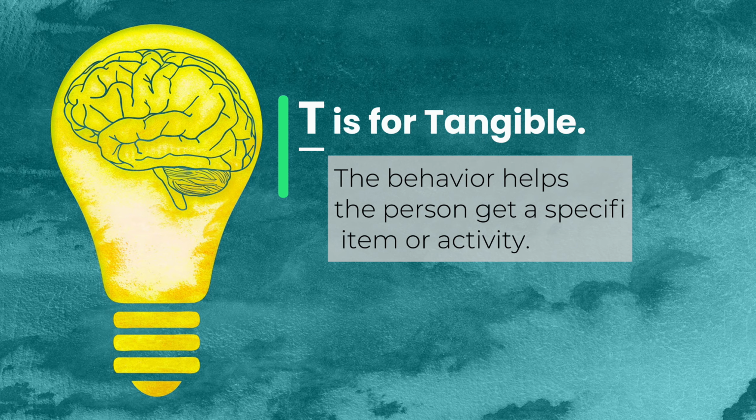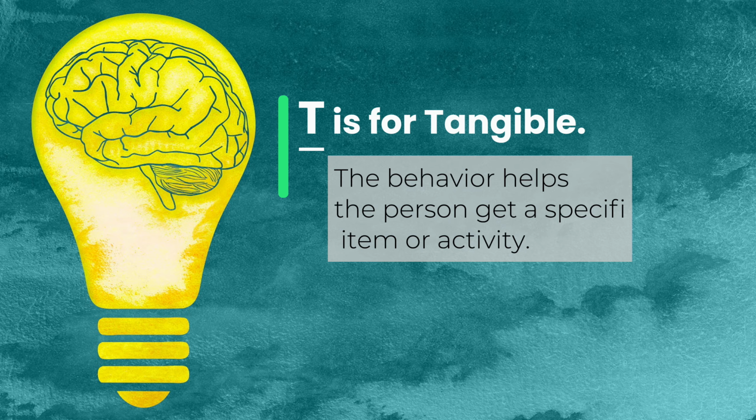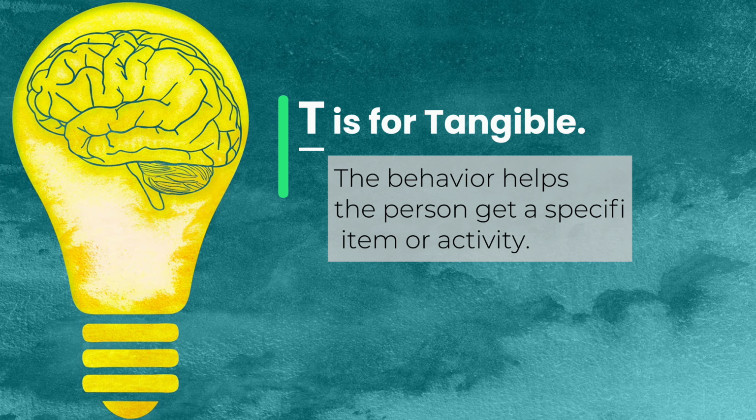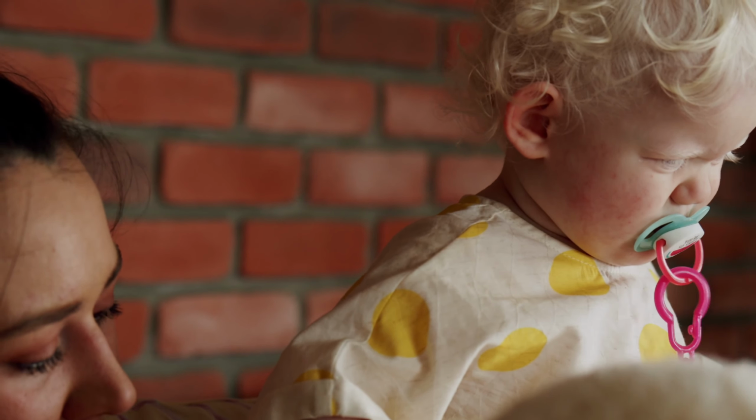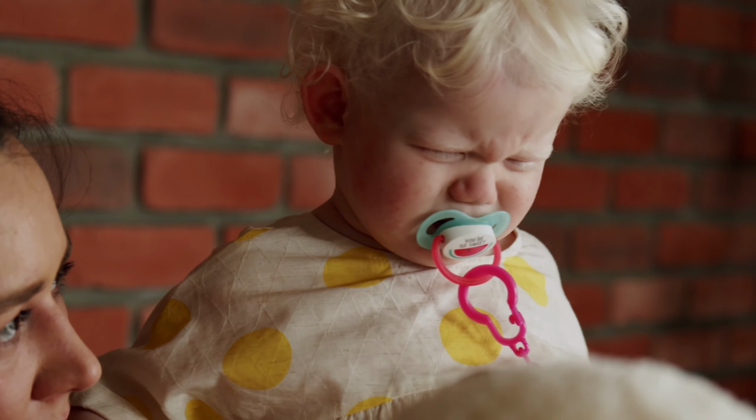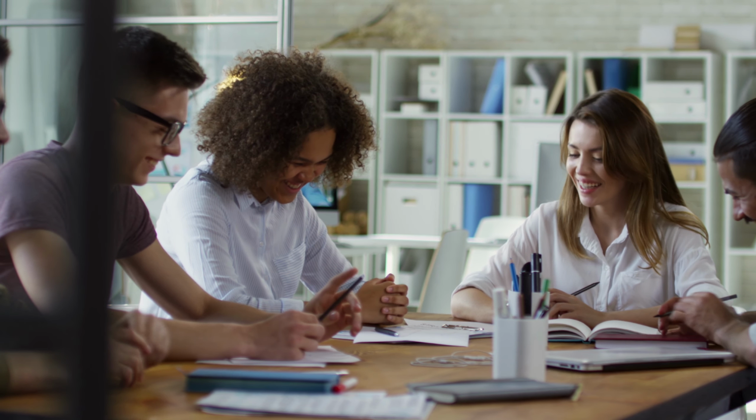T is for tangible. The behavior helps the person get a specific item or activity. This is the classic kid throwing a tantrum to get a toy. But it happens with adults too. The employee who butters up their boss with compliments might be trying to get access to a better project.